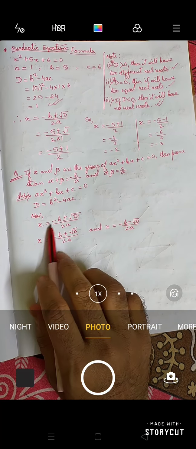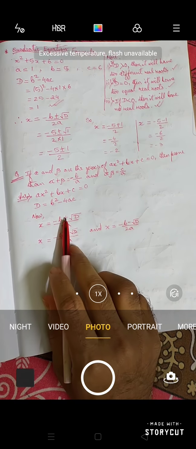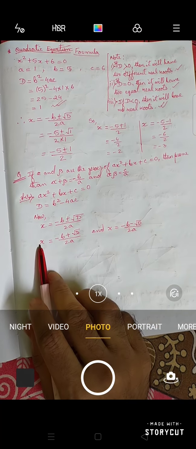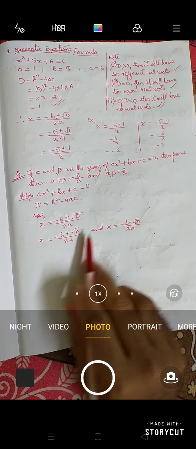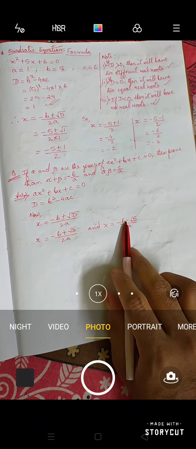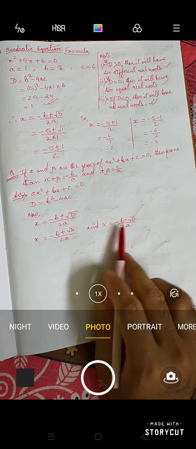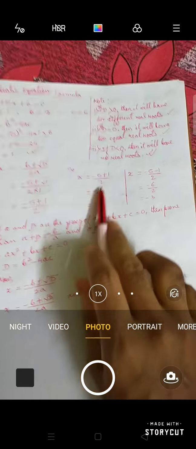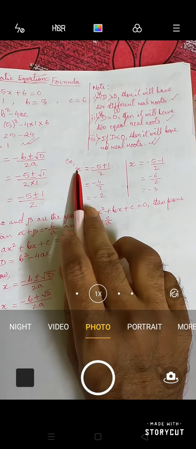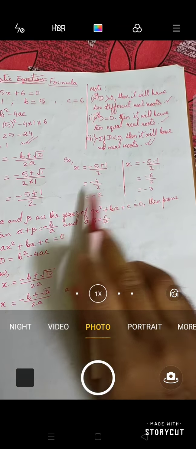x is equal to minus b plus minus root D by 2a. So we know that there is a plus minus, so we can separate it. So I have written x is equal to minus b plus root over D by 2a, and x is equal to minus b minus root over D by 2a. So these are the two zeros. That's what we have studied. After applying this formula, we got minus 2 and minus 3. So x is minus 2 and x is minus 3. So these are the two zeros.